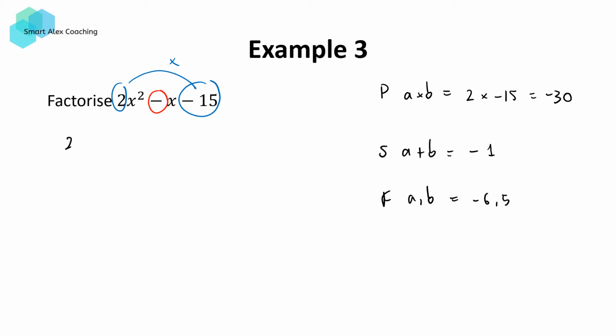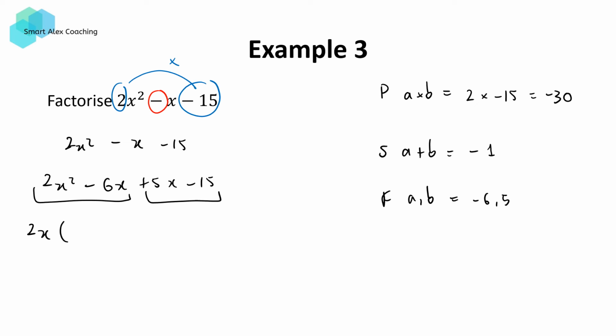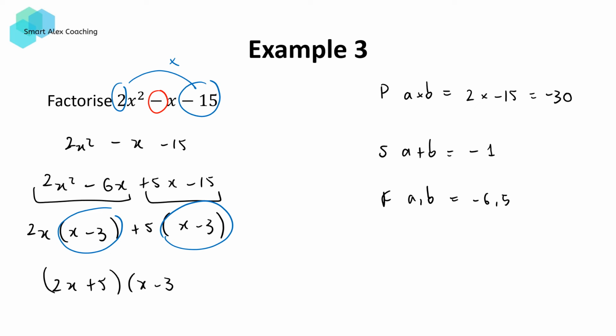Once we have that, we're going to repeat the same process of breaking up the negative x in the middle into 2x squared minus 6x plus 5x minus 15. Factorize by grouping in pairs. Take out the 2x, and I'm going to get x minus 3, plus 5 times x minus 3. So there we've got the common binomial factor of x minus 3 again. Finishing this off, we're going to get 2x plus 5 times x minus 3. So in other words, 2x squared minus x minus 15 is equal to 2x plus 5 times x minus 3.